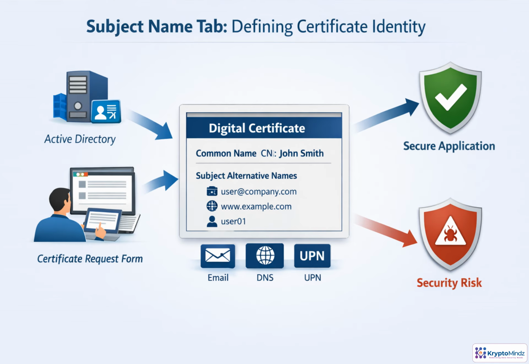The Subject Name tab controls which identity the certificate actually represents. In many environments, it simply pulls attributes from Active Directory, such as the DNS host name, user principal name, or email address, and maps those into the subject and subject alternative name fields. You can also allow requesters to type in names themselves, but that option must be tightly restricted. Otherwise, they could issue certificates for identities they don't own, creating a serious security risk.